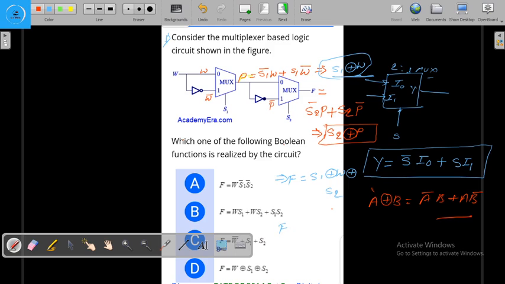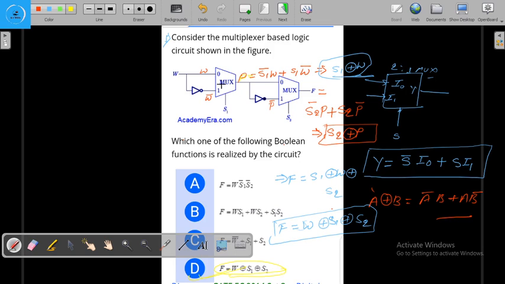So our Boolean function for the output F will be equal to W XOR S1 XOR S2. See the options: our correct option is D.